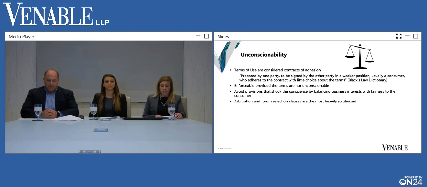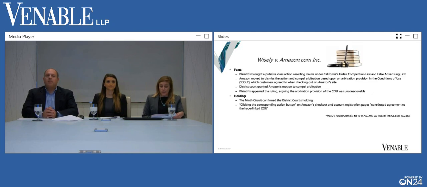which are akin to a terms of use, which customers agreed to when clicking through and checking out on Amazon's site. The district court did grant Amazon's motion to compel arbitration, and the plaintiffs ended up appealing the ruling, arguing that the arbitration provision in the COU was unconscionable. Ultimately, the Ninth Circuit ended up siding with the district court.